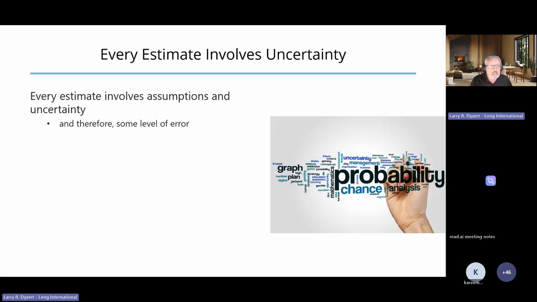Now, I mentioned every estimate is going to involve some assumptions. Every estimate is going to involve some uncertainty. And therefore, every estimate is going to be associated with some level of error. And in order to be able to meet the purpose of developing the estimate to support decision making, we need to both be able to understand and communicate that level of error, what we often call estimate accuracy.